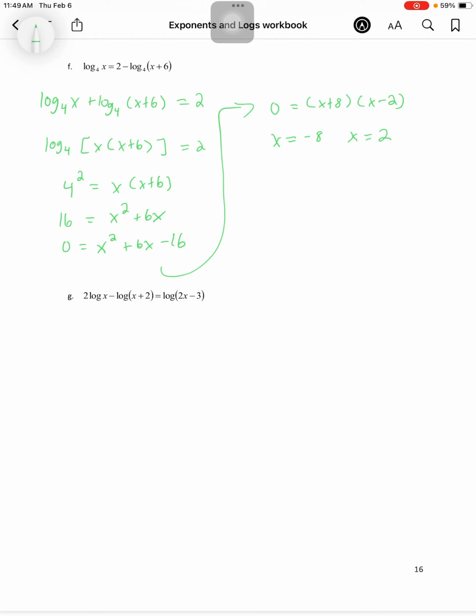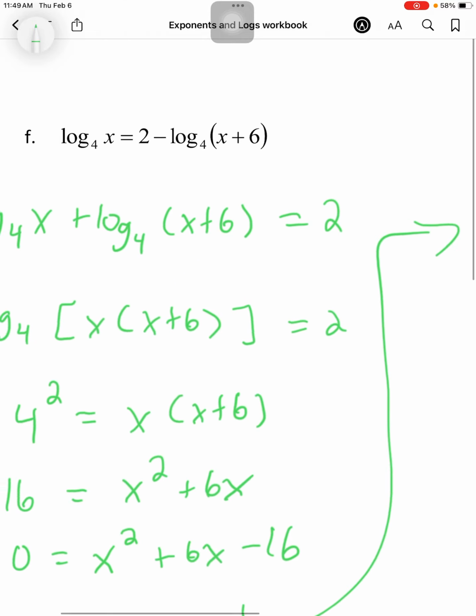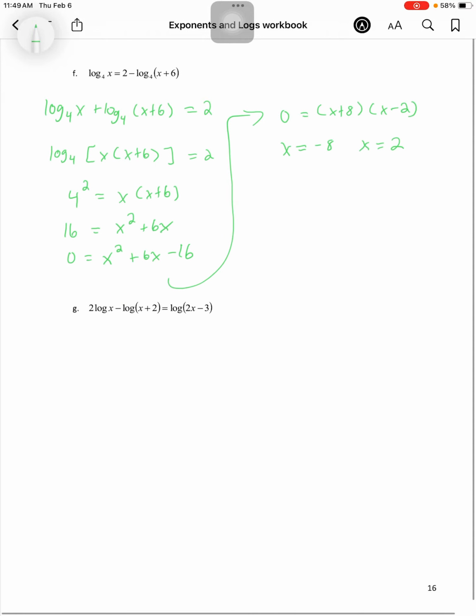And now we check, can we accept both answers? So here right away we see negative 8. If you plug in negative 8 in either of these arguments, it's going to give you a negative log. So we reject this one and we say extraneous.